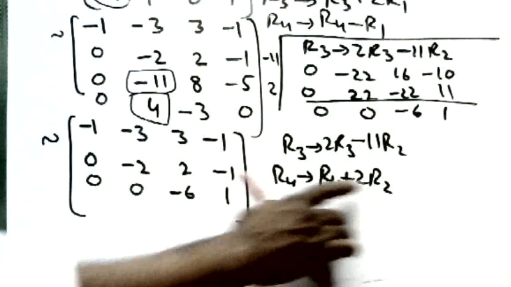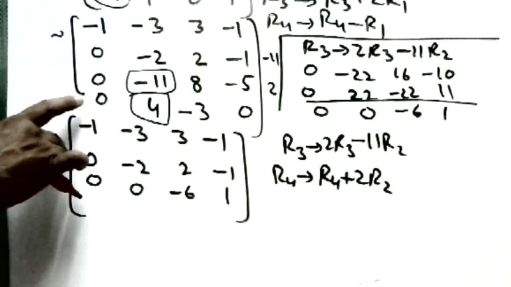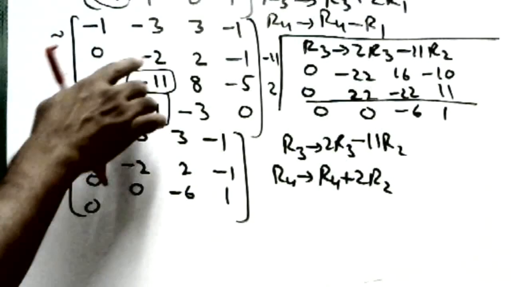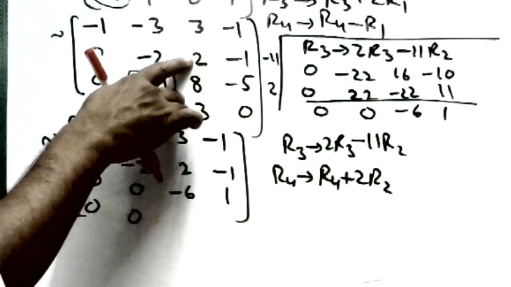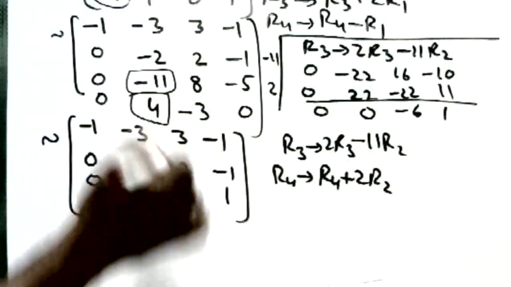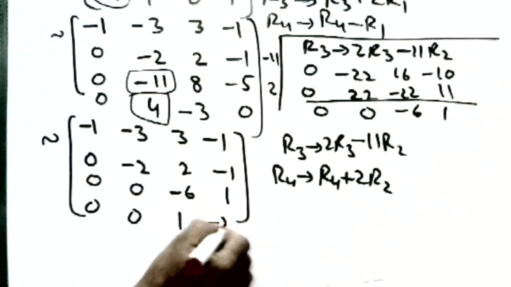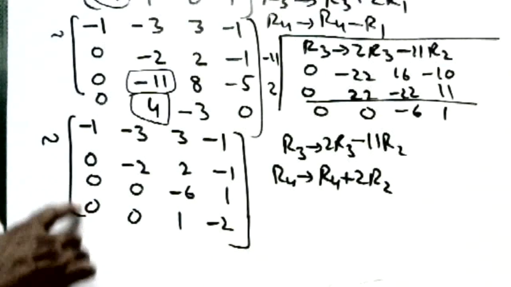Now next one is R4 implies R4 plus 2R2. We can do it directly. 0 plus 0 will be 0 only. 2 2s are 4, minus 4 plus 4, 0. And 2 2s are 4, 4 minus 3, 1. 2 1s are 2. Now the last step is left.